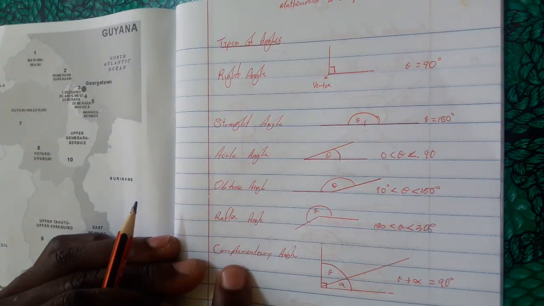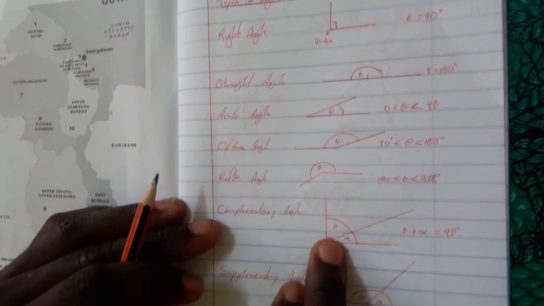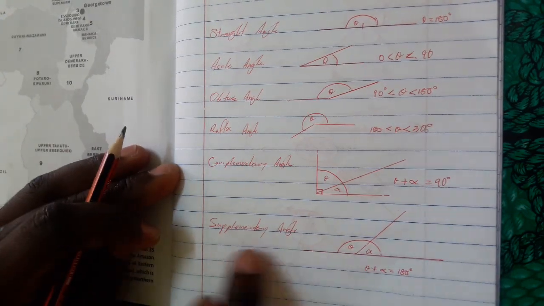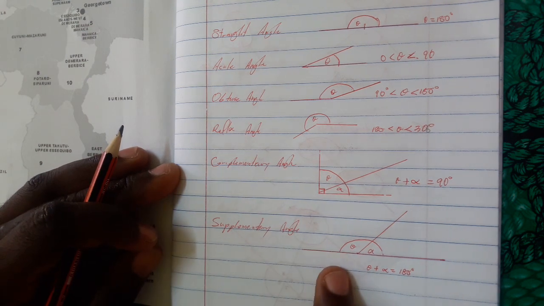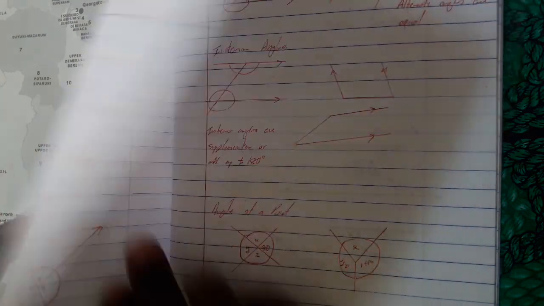Then there are the complementary angles. When you have two angles and you add them up and you get 90, those angles are called complementary angles. And this is the important one. Everybody needs to remember this one. It's the supplementary angles. When you add up two angles and you get 180, the angles are supplementary.